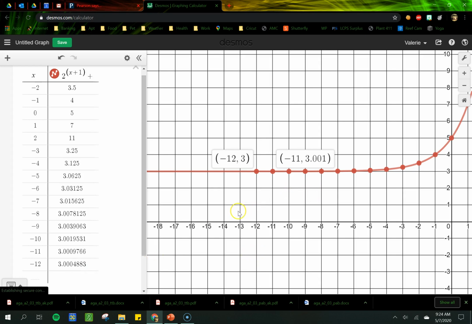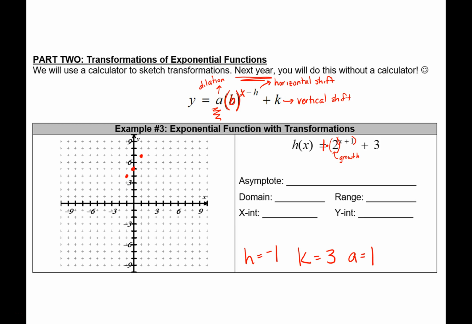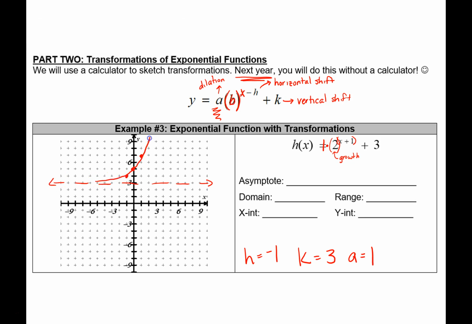So that means an asymptote is happening at 3. So on my graph, I'm going to draw that asymptote, and then I'm going to connect my dots, being sure that I stay above that asymptote. The asymptote is at y equals 3 in this one. Notice that that was where my k value was. That vertical shift is telling me where my asymptote is going to be. My domain is still -infinity to +infinity. My range has a bottom at the asymptote of 3 and goes up to +infinity.